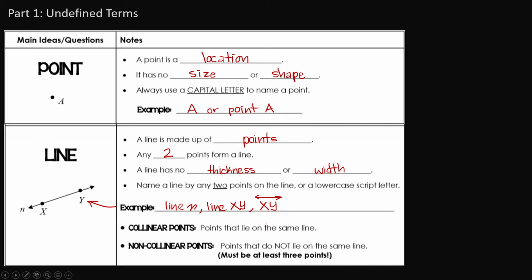We do need to mention collinear points and non-collinear points. Collinear points lie on the same line. So in our example, X and Y are collinear points. Non-collinear points are at least 3 points that do not lie on the same line. So in example here, let me draw another point. So this is point Z. We can safely say that since Z is not collinear with X and Y, X, Y, and Z are non-collinear points. They are non-collinear.